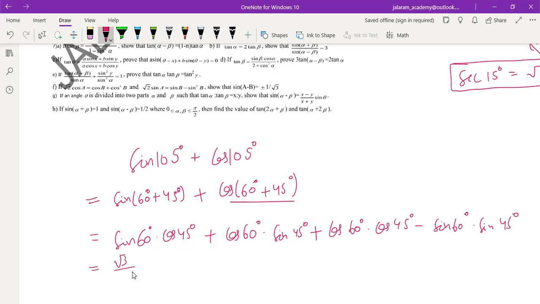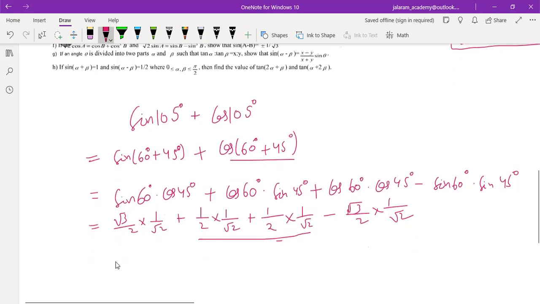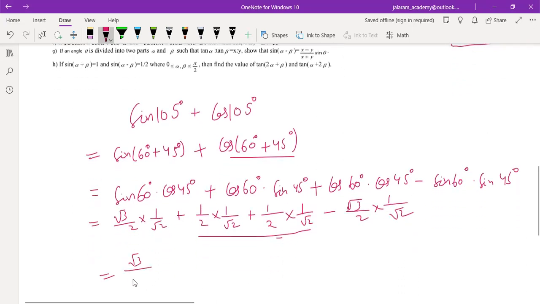Sin 60 degrees, root 3 by 2, into 1 by root 2. Cos 60 degrees, 1 by 2, into 1 by 2. Plus cos 60 degrees, 1 by 2, into cos 45 degrees, 1 by 2. Minus sin 60 degrees, root 3 by 2, into sin 45 degrees, 1 by root 2. So these two terms will be cancelled out. So root 3 upon 2 root 2 is the first term and the last term is also the same.